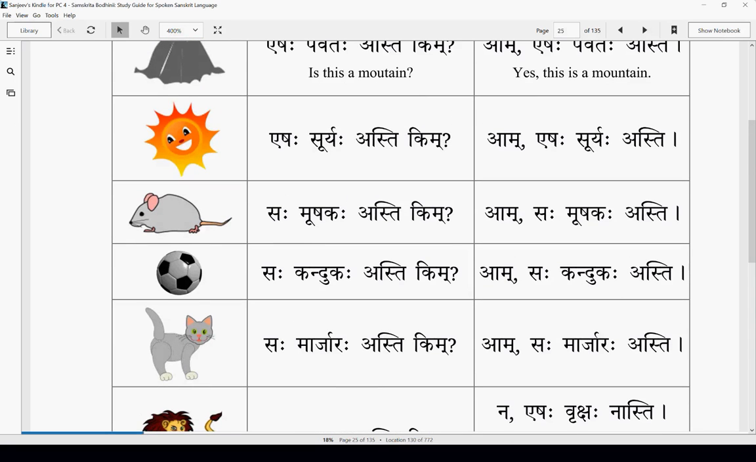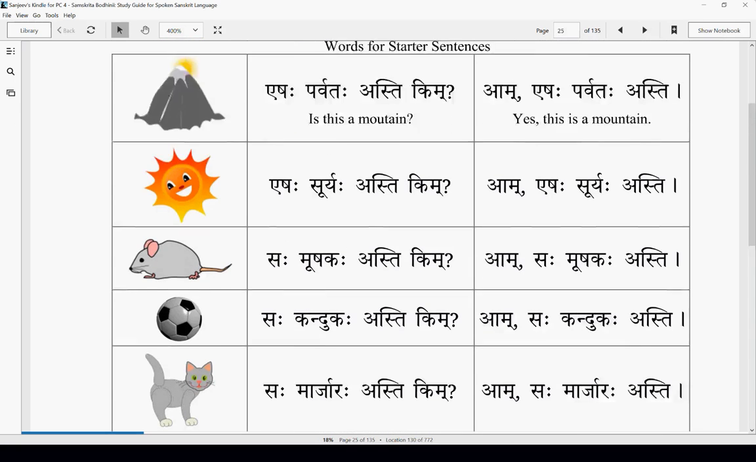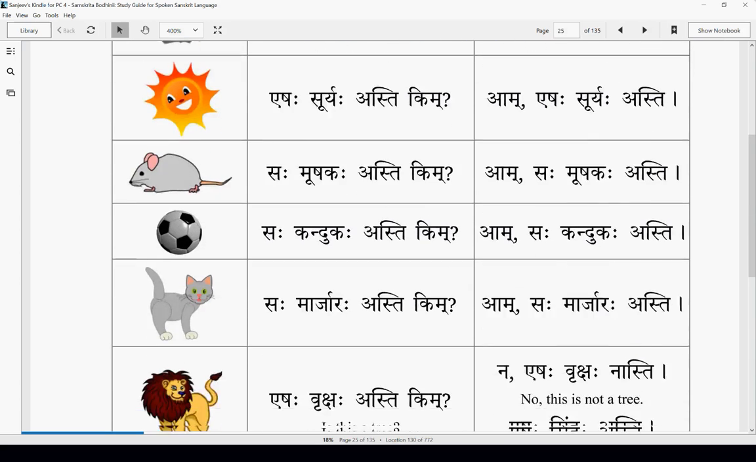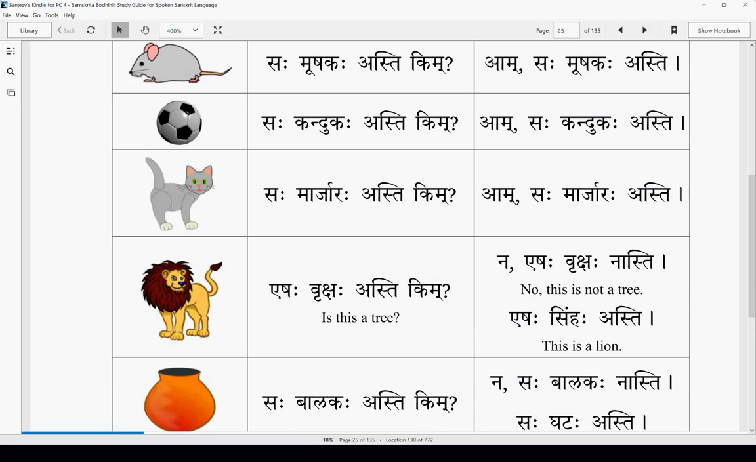So we are still looking at the 4 or 5 words here, new words. Asti, nasti, kim, na. So asti is yes, asti is, so that was in the question also. "Parvatah asti, kim?" Kim is the question. And as an answer, if it is yes, we are using asti. Now for the no, we are taking it as na here. Na.